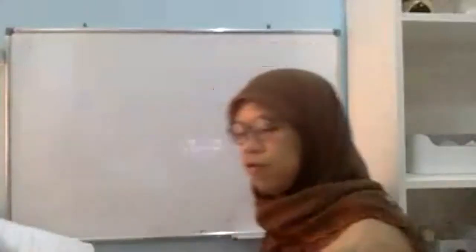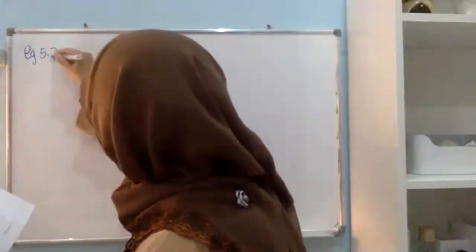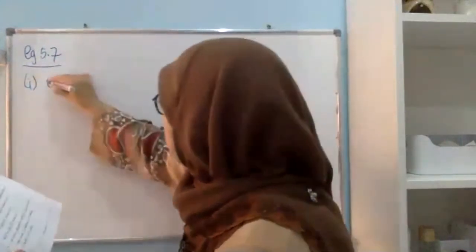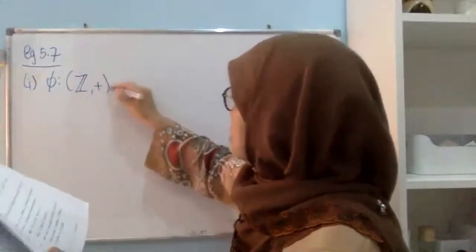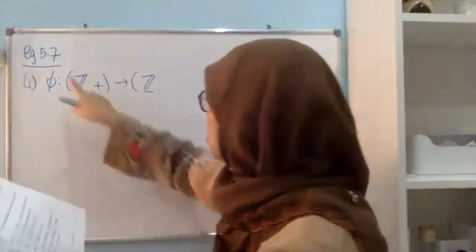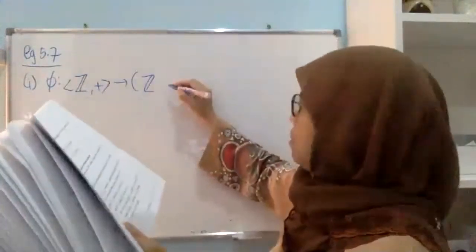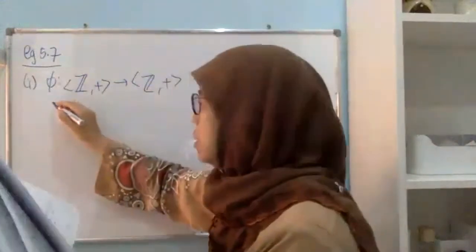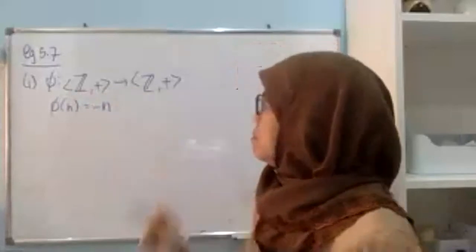Okay, so the first one is phi from Z to Z, with phi of n equal negative n.